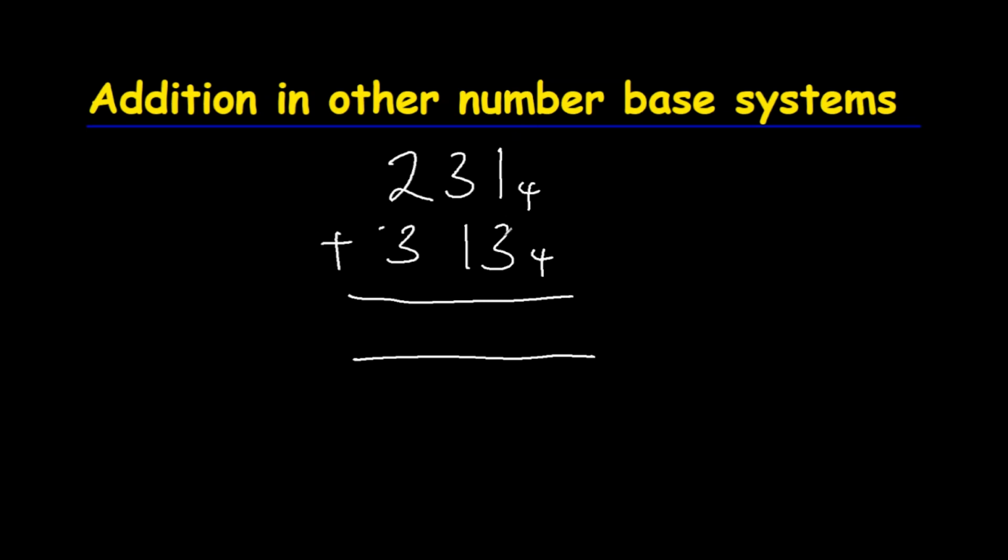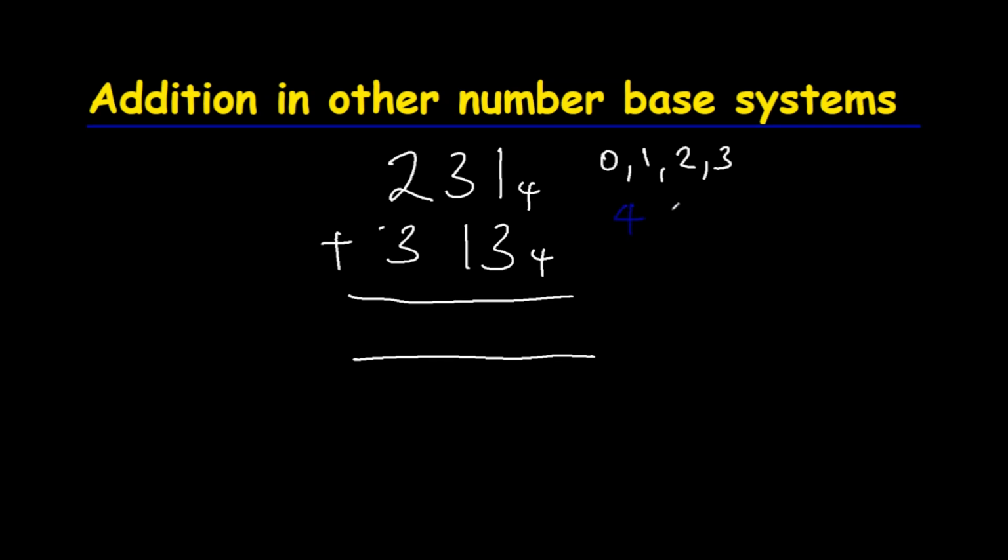So 1 plus 3 is 4. We cannot write 4 down because we know that in the base 4 system, we use only numbers 0, 1, 2, and 3. We cannot use numbers 4, 5, and 6 because in the base 4 system, we only use 4 numbers, 0, 1, 2, and 3. So it means that we have to express our sum of 4 here in terms of base 4.